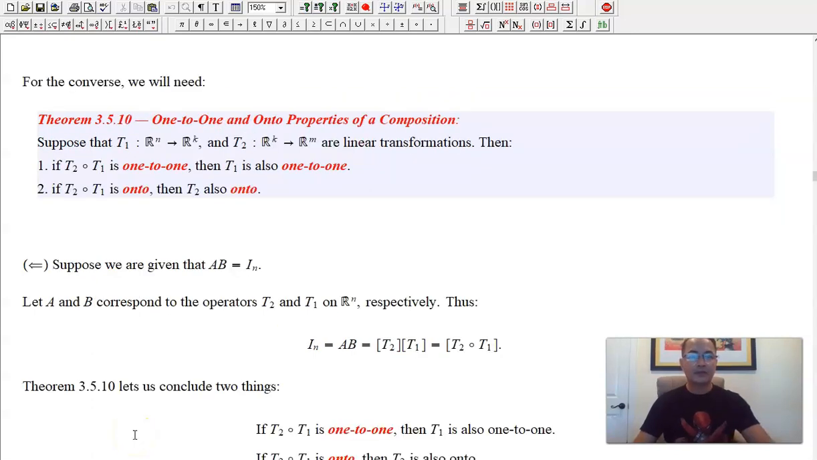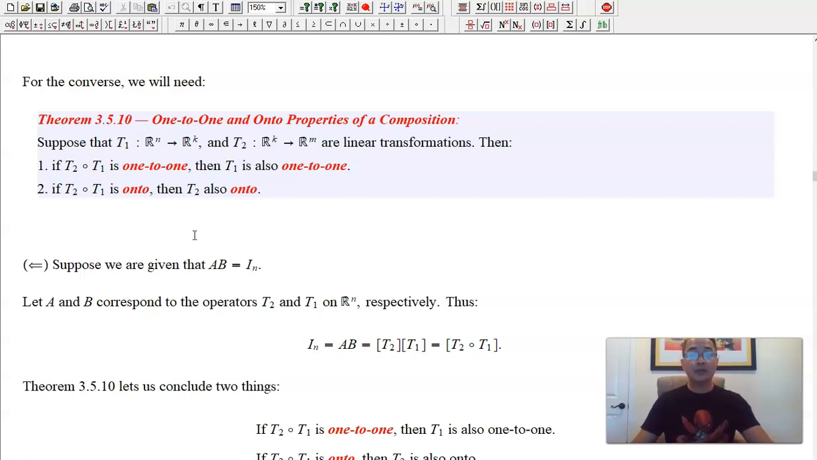So for the converse, we are only given that one of the equations is true. Let's say it is A times B equals the identity. And of course, a similar argument will hold for the opposite equation, B times A is the identity. For this direction, we are going to recall the theorem at the end of section 3.5, which we said is going to be useful in the homework in the next section. And here we are. What did it say?